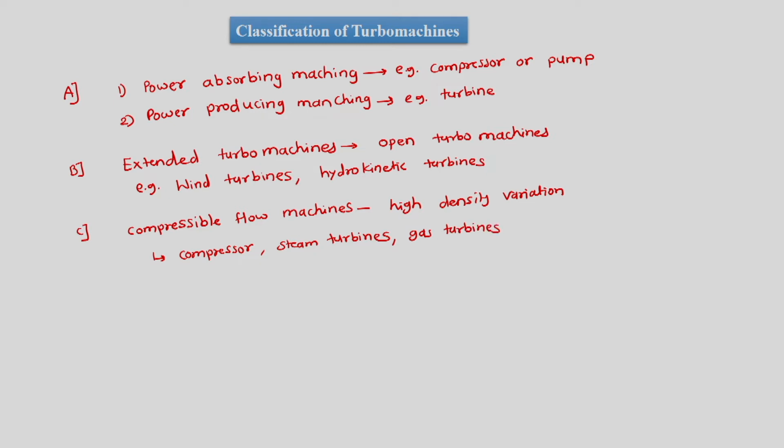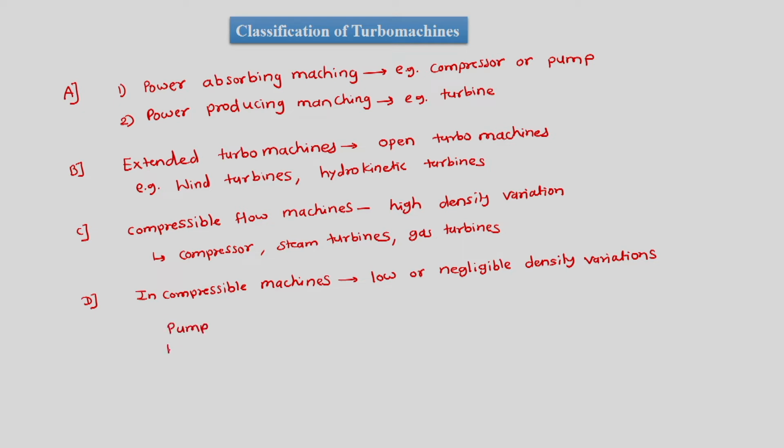So, these machines are called compressible flow machines. Then there are incompressible flow machines, and incompressible flow machines are those which have low or negligible density variation. Such machines are called incompressible flow machines, and there are many which we encounter in our daily life.